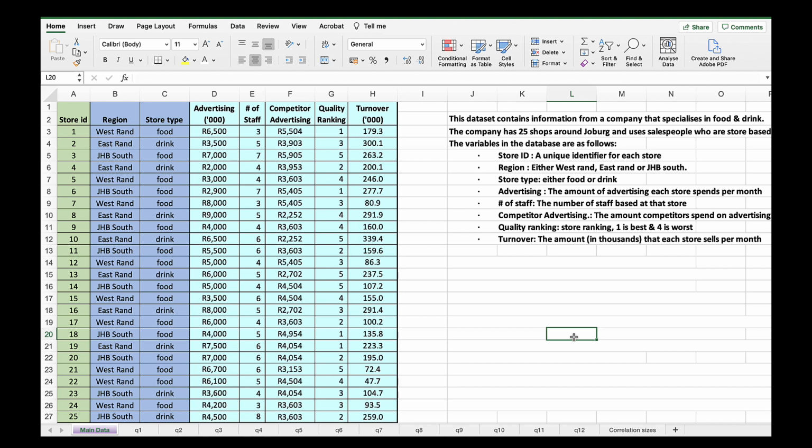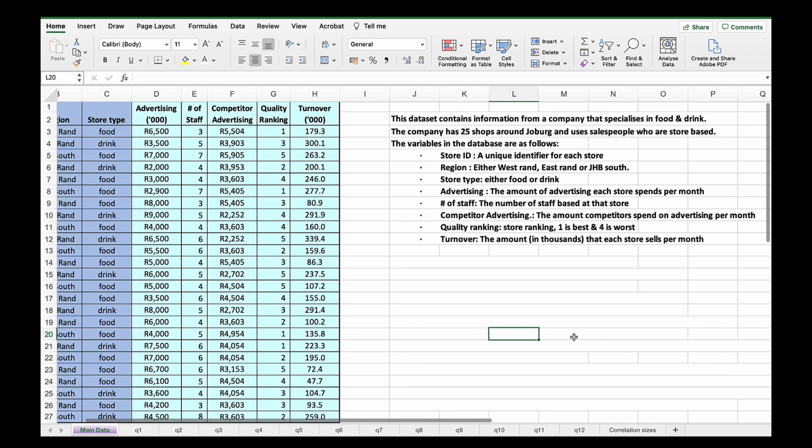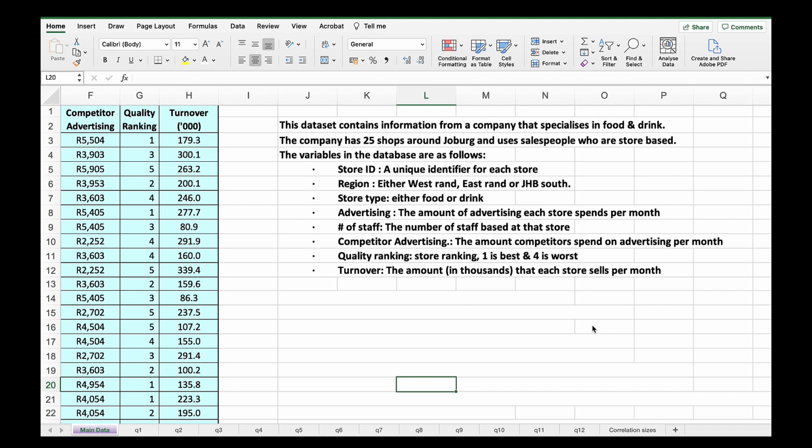Here we've got a table, and the table is giving you some information. It's first giving you store ID, region, store type, advertising, number of staff, your competitors' advertising, a quality rating, and turnover in thousands. So you've got a database which is populated with a whole lot of this information. This data contains information from a company that specializes in food and drink. The company has 25 shops around Joburg and uses salespeople who are store-based. The variables in the database are as follows.